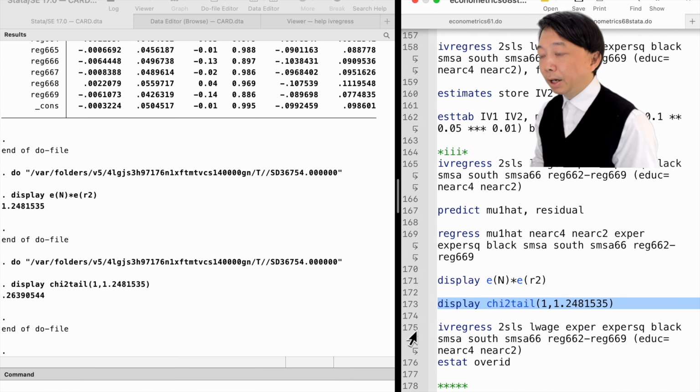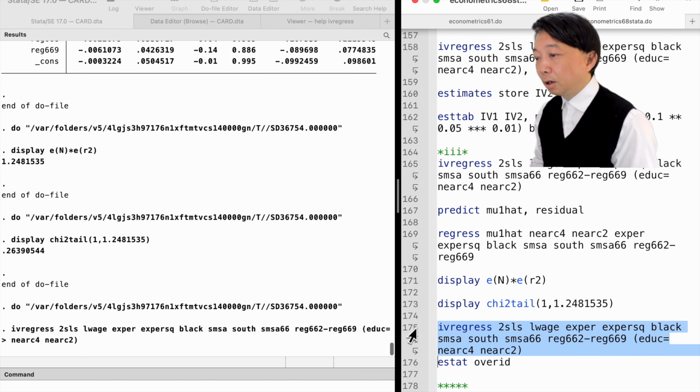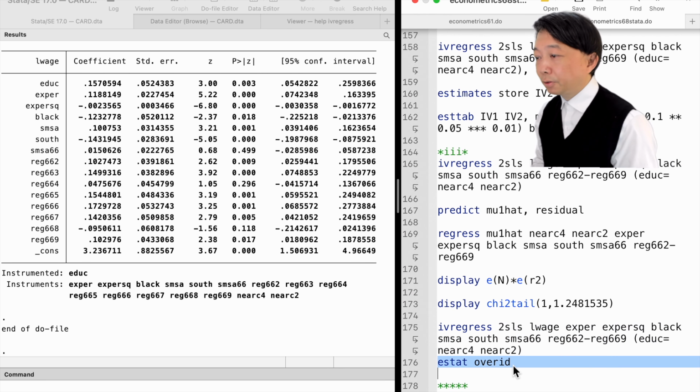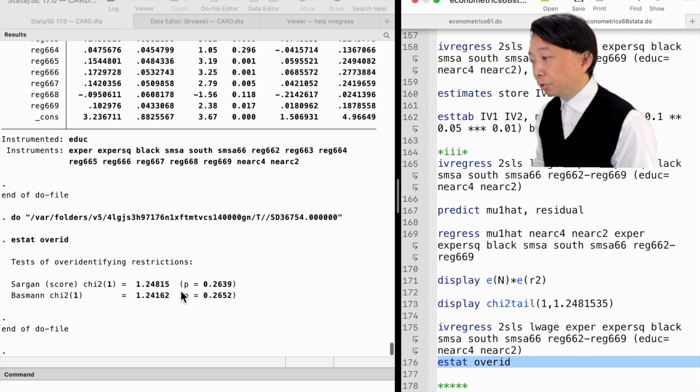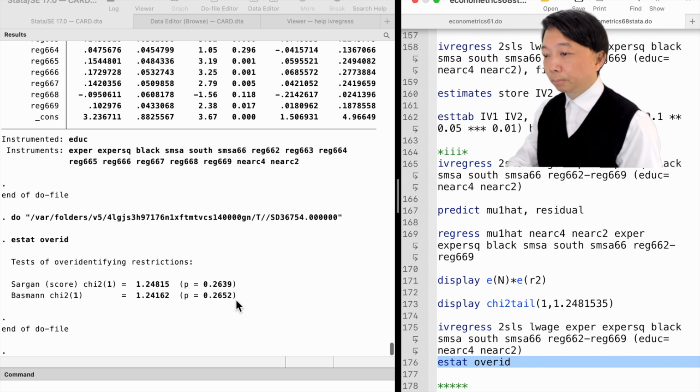In Stata, we can use the command estat overid to perform the test of over-identifying restrictions. We obtain the same conclusion.